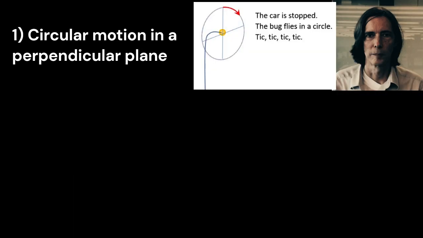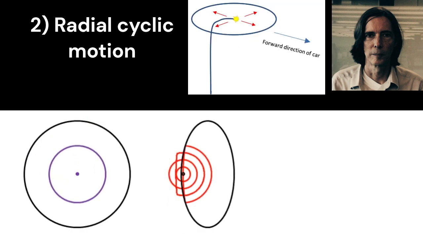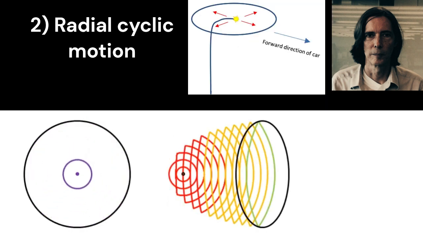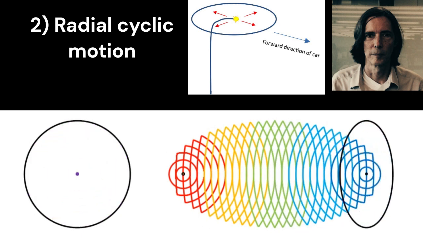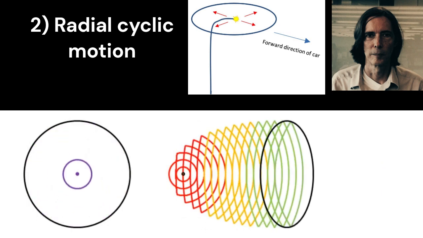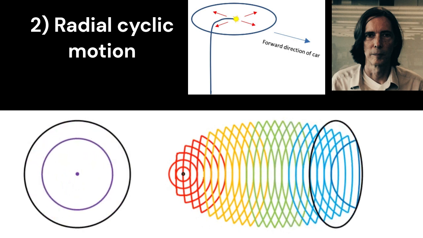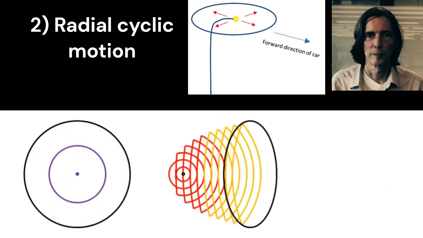By way of quick review, the first motion we looked at was circular motion in a plane perpendicular to the direction of motion of the particle, which gave us a helical motion of energy through space. And secondly, we looked at radial cyclic motion, which gave us this interesting pattern of energy cycling as a particle moves through space. And notice again that in both of these first two cases, the cycling time for the moving particle is longer than the cycling time for the non-moving particle.